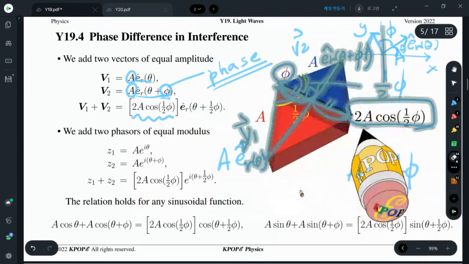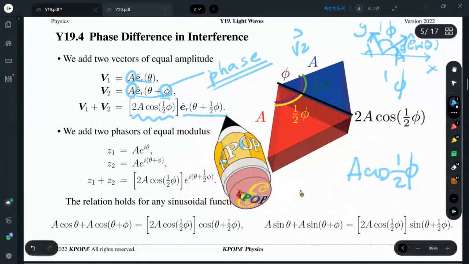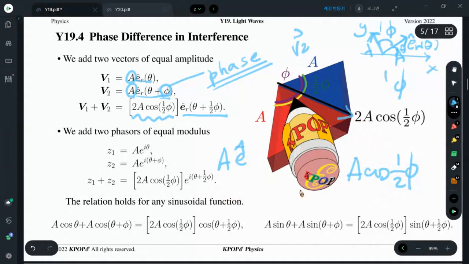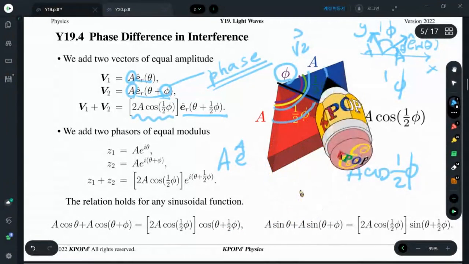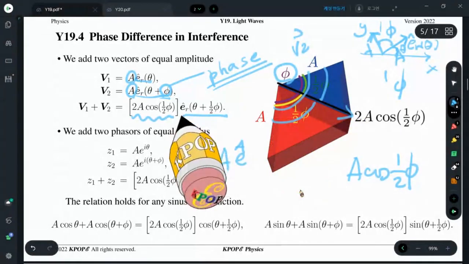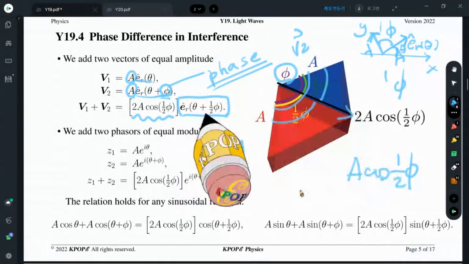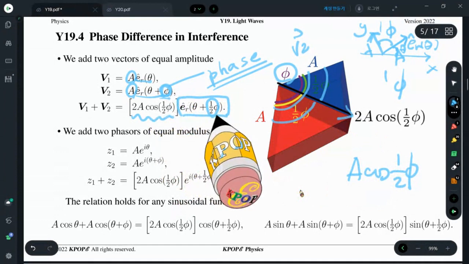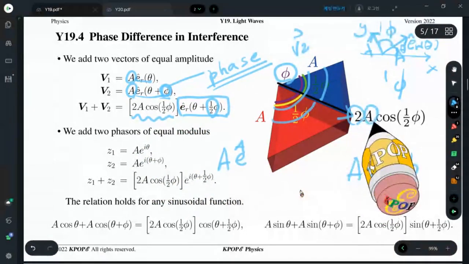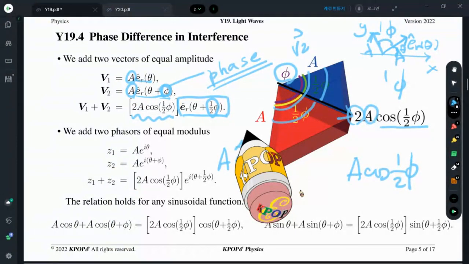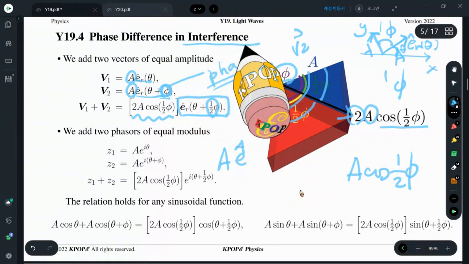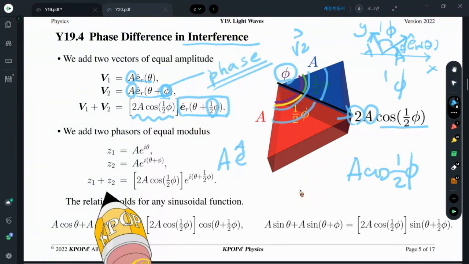It is apparent that the direction of this resultant vector should be in the middle. The phase difference between these two should be phi, and the phase difference between each of them and the resultant should be one half of the total. Therefore, it is very easy to find that the direction is in the middle. So this phase becomes one half, and the magnitude is 2 times the original amplitude multiplied by cosine one half of phi. This is a very important formula, very simple but powerful, to be used in analyzing any interference pattern of two monochromatic waves of equal amplitude.